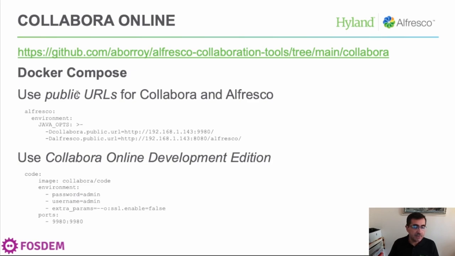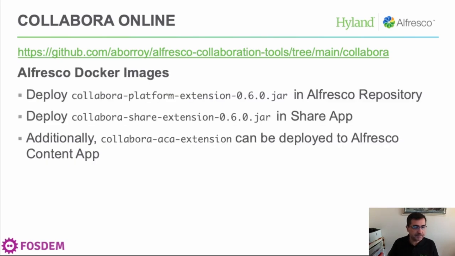The first one is that you need to add your public URLs for Collabora and Alfresco. In this Alfresco setting, I'm using this one, that is my local IP, but you need to add yours. Then we are using the Collabora Online Development Edition. We are using this code with no SSL, and we are exposing that by using port 9980. So these are the main characteristics of the Docker Compose. Just remember to add your own IP.